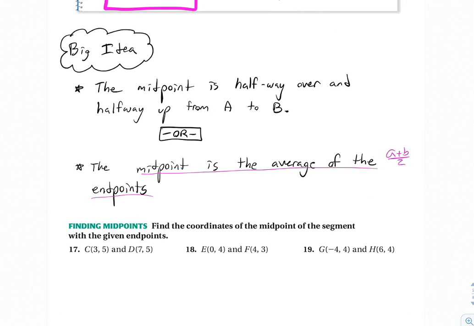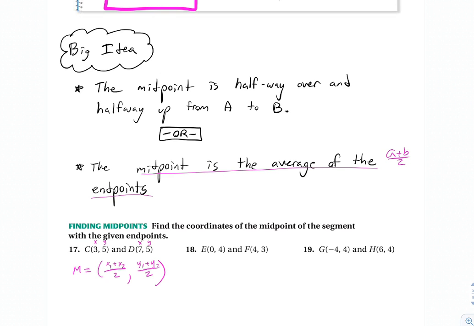Okay? So let's do it. So here's find the coordinates of the midpoint. So first let's just plug in the formula, okay? So midpoint is x1 plus x2 over 2, comma, y1 plus y2 over 2. Okay, so I'm going to name this point x, y and this point x, y.